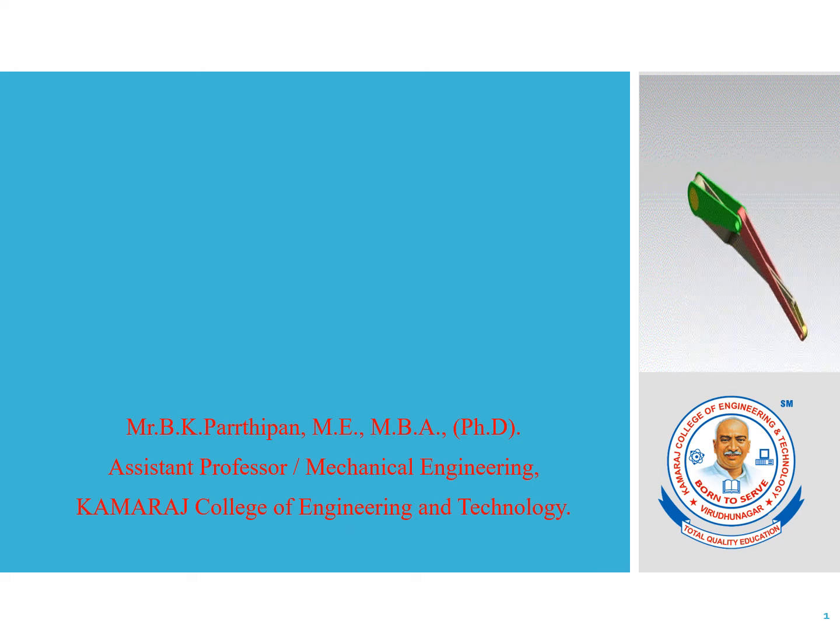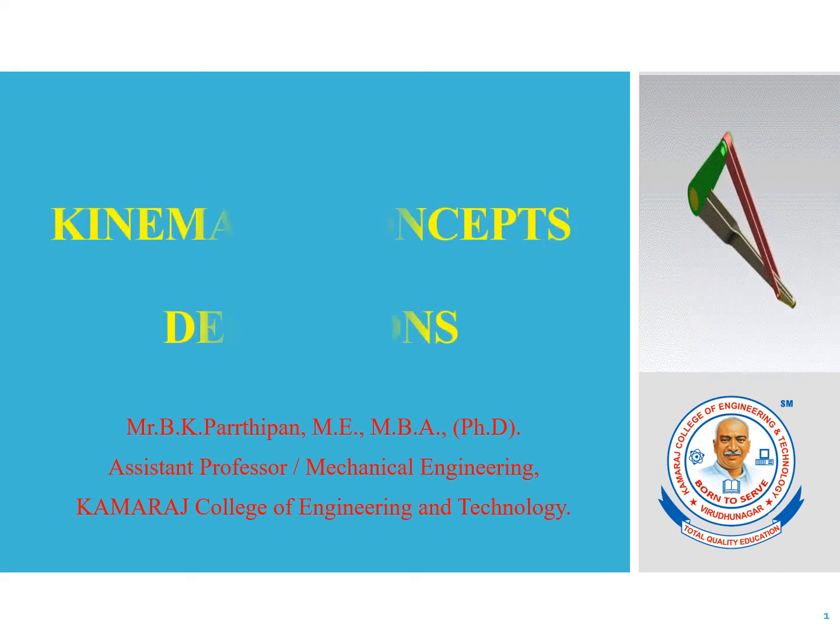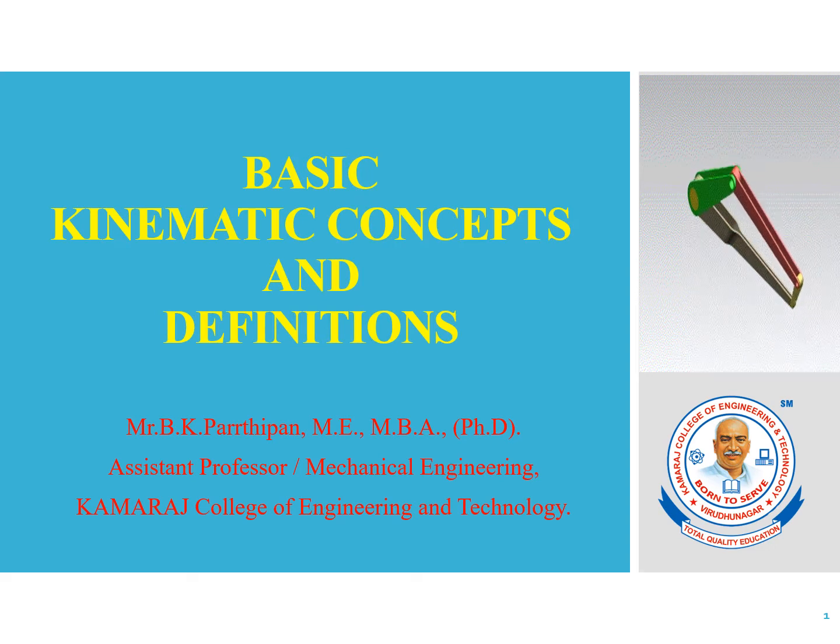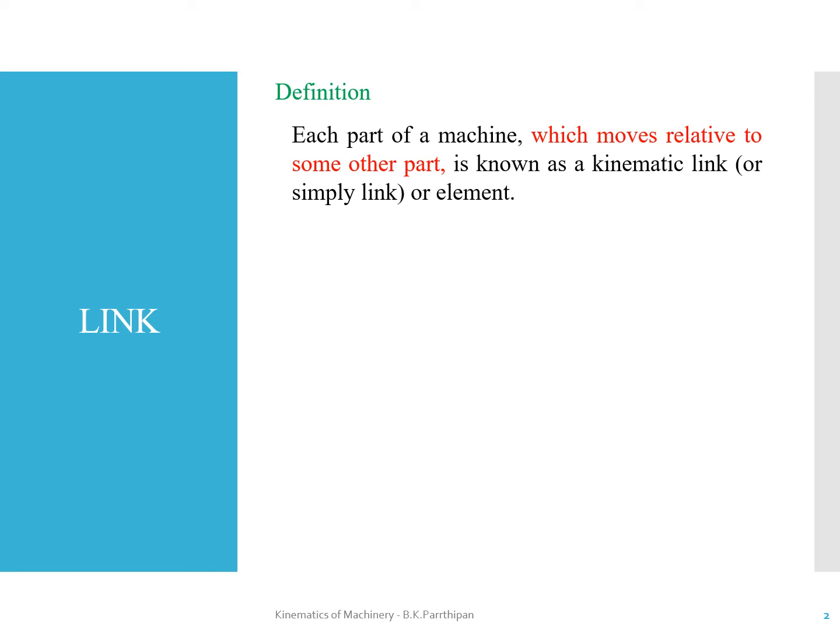Now, let's start the next session on the topic basics of kinematic concepts and important definitions in it. Let us enter into the session. The first important parameter is link. Let us define it. Each part of a machine which moves relative to some other part is known as a kinematic link. A kinematic link is also known as an element, or we may simply term it as a link.